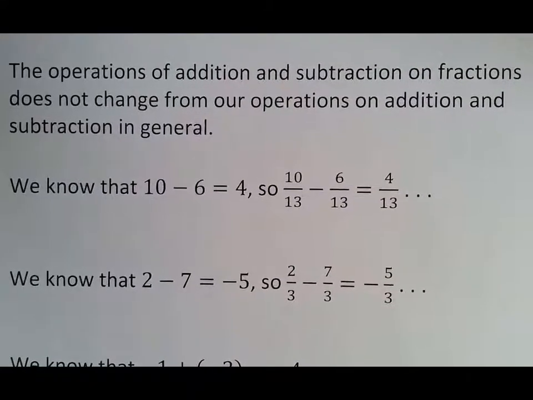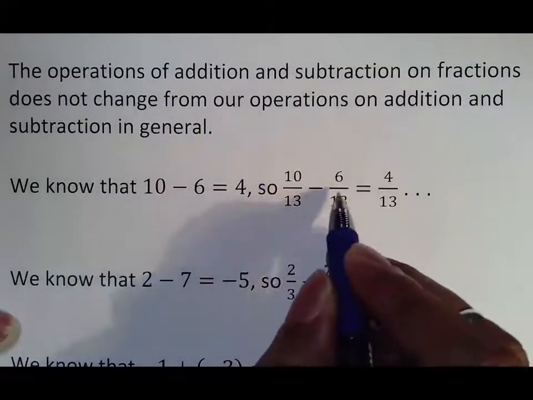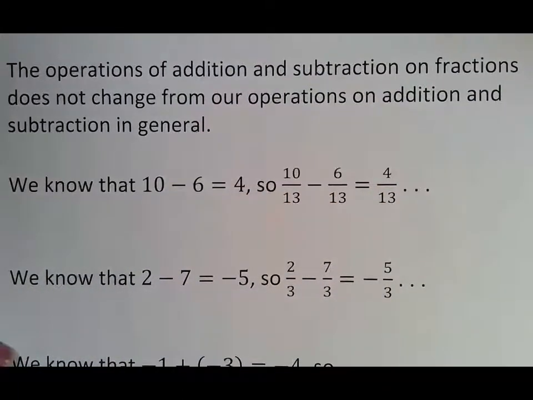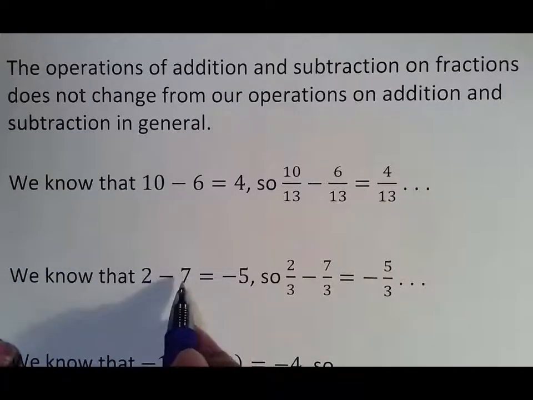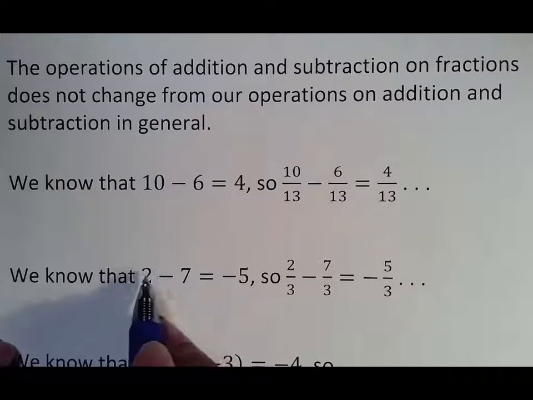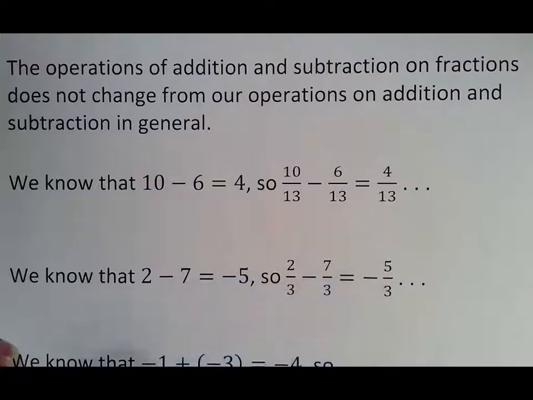The operations of addition and subtraction do not change from our operations on addition and subtraction in general. For example, we know that 10 minus 6 equals 4. So 10/13 minus 6/13 would be 4/13. We know that 2 minus 7 should be -5, because there's more negatives, and the negatives win by 5, or however you would think about it. So therefore, 2/3 minus 7/3 would be -5/3.